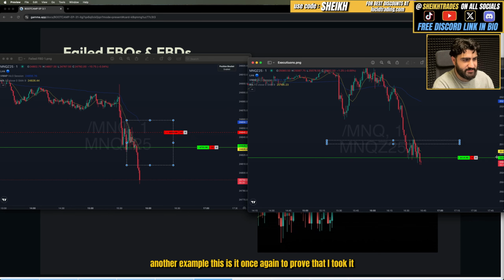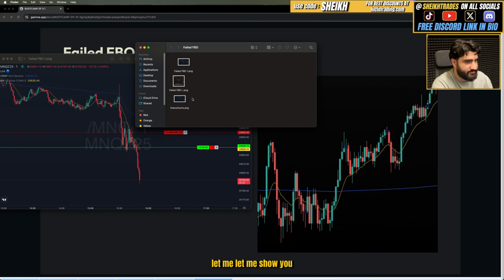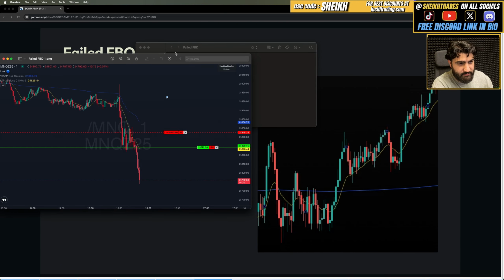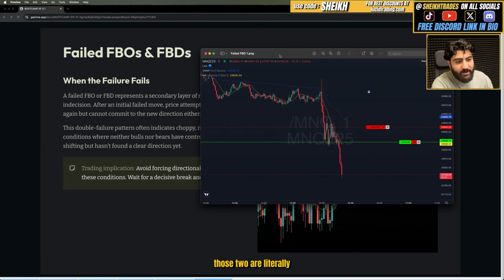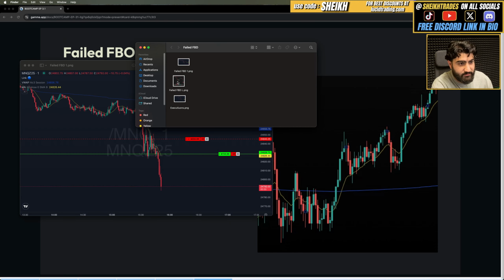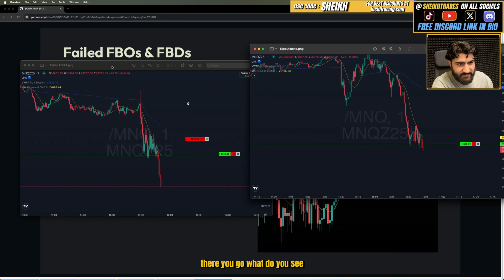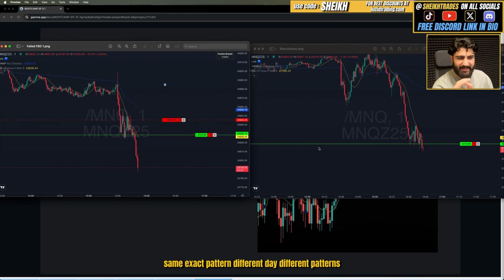Another example, this is it. Once again, to prove that I do good. But then another example that did work out. See that those two examples that I had opened up, let me show it. Those two are literally... why does it do that to me? There you go. What do you see? Same exact pattern. Different day, same pattern.